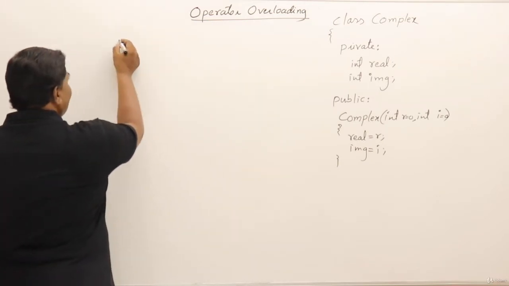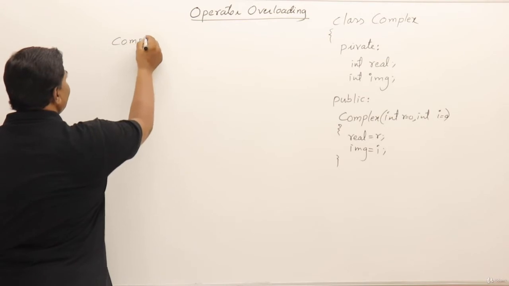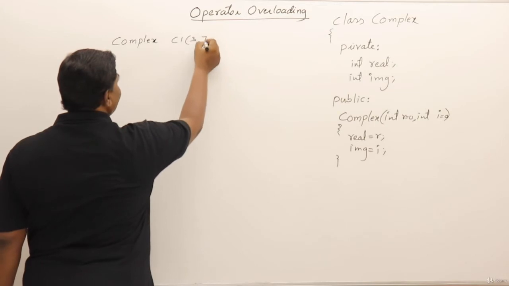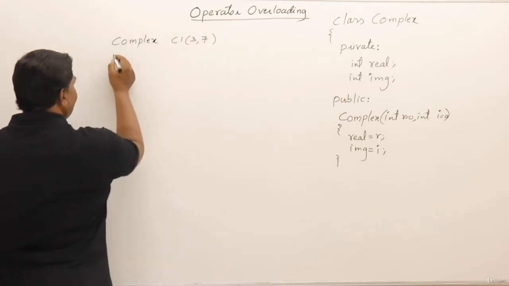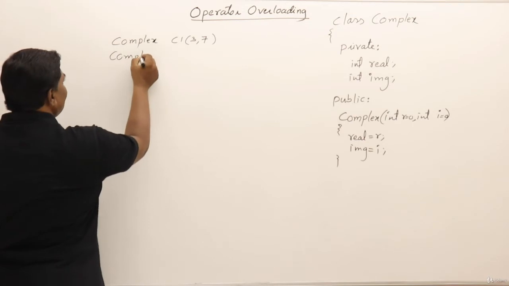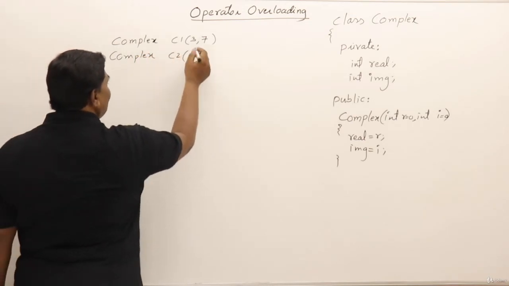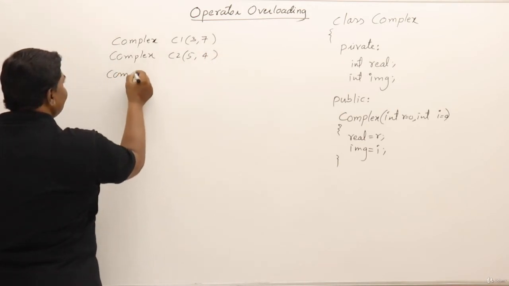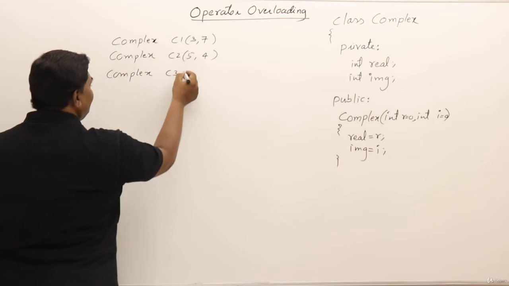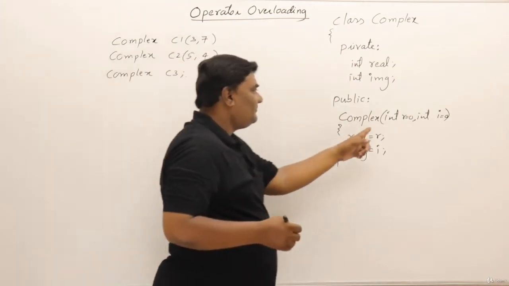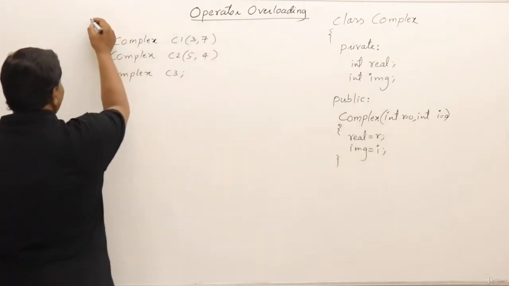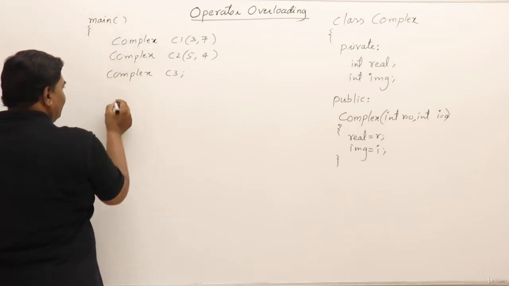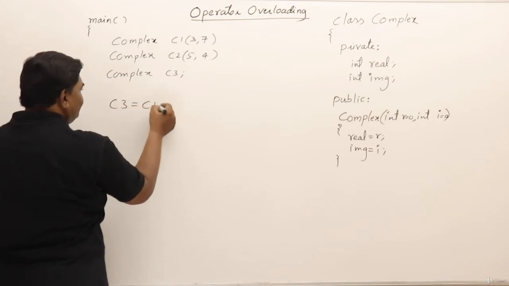See, if I have three complex numbers, complex C1 having values 3, 7. So 3 is the real part and 7 is the imaginary part. Then complex C2, and this is 5 and 4. And also I have complex number C3 without any arguments, meaning it will be 0, 0. Now assume this is inside the main method. Now what I want is C3 assign C1 plus C2.